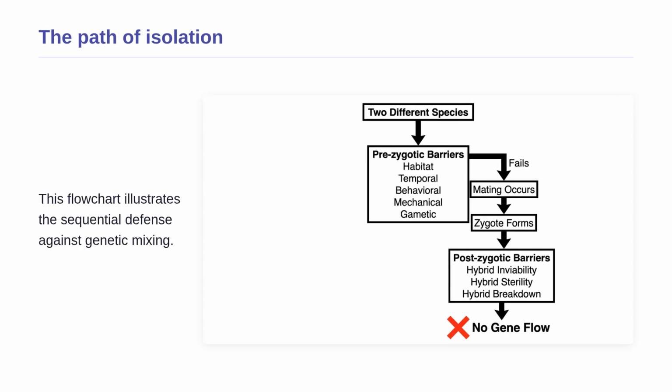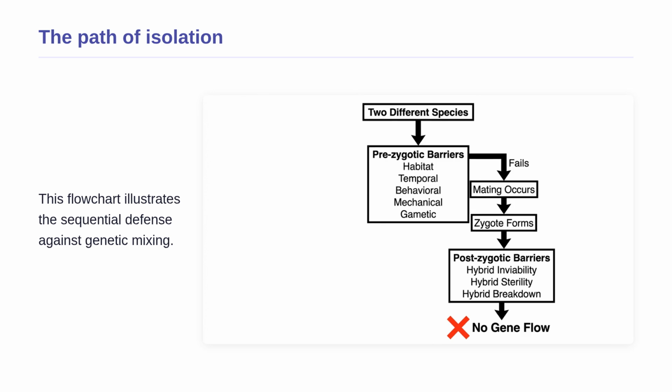Having calculated the effects of both types of barriers, let us visualize how they work together as a system. Look at this flowchart. At the very top, we start with two different species. The first block they encounter is the pre-zygotic barriers, which include things like habitat or behavioral differences. This is the primary defense. If this barrier holds, the process stops here. But if it fails, as shown by the downward arrow, mating occurs and a zygote forms.